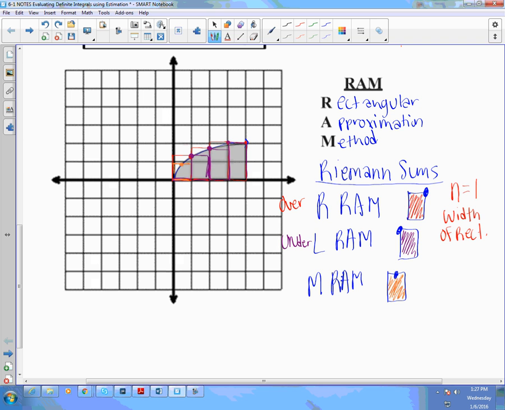So again, the width is still 1. The midpoint of that base determines how tall the rectangle is. If I brought the midpoint up, it touches the curve right here. So it's actually shorter than the red one. For my second rectangle, I find the midpoint and come up until I hit the curve. It's right there. Again, it's shorter than the red one but taller than the purple one. And we do that 4 times.